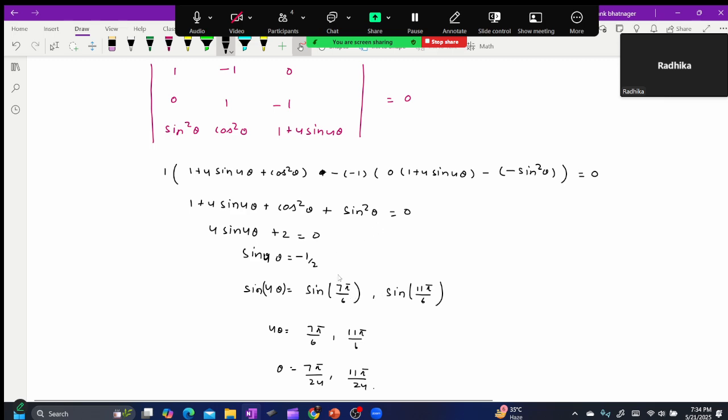Actually, what I have done is I have used the quadrant rule, because sine of pi plus pi by 6, if you know, this is in the third quadrant and pi does not change value. So in the third quadrant, sine is negative. It will be minus sine pi by 6, so it will be minus half. That's why I have written 7 pi by 6.